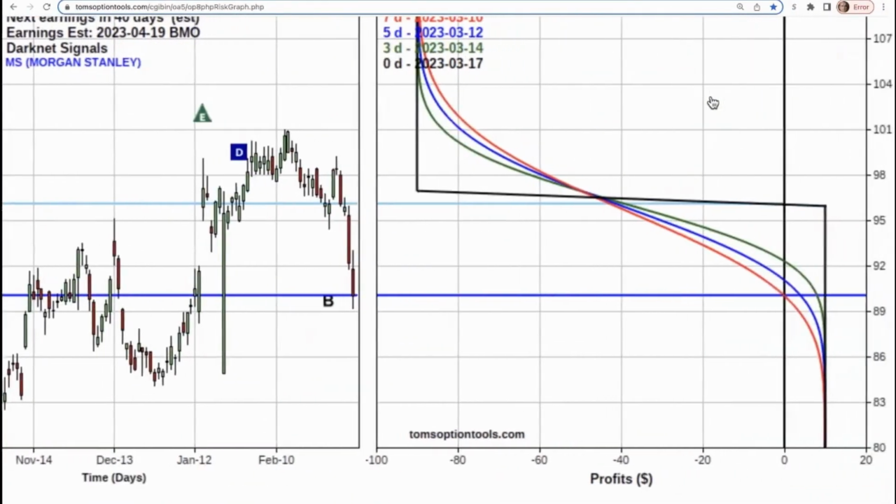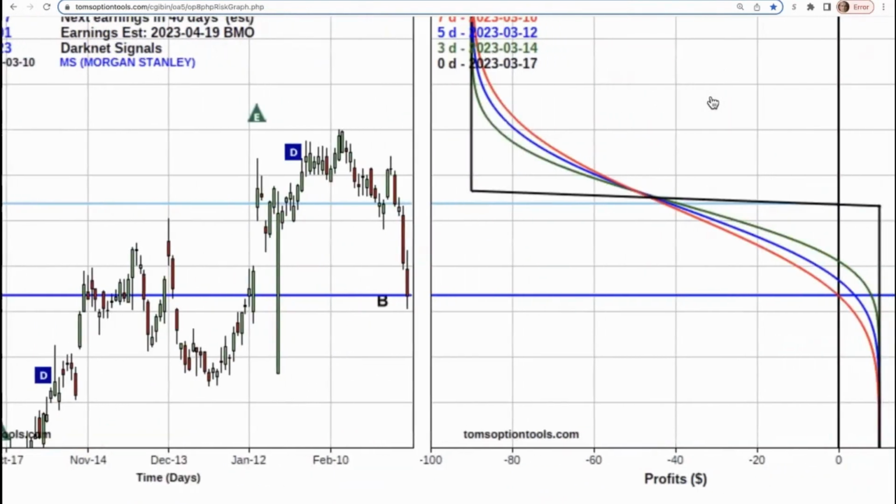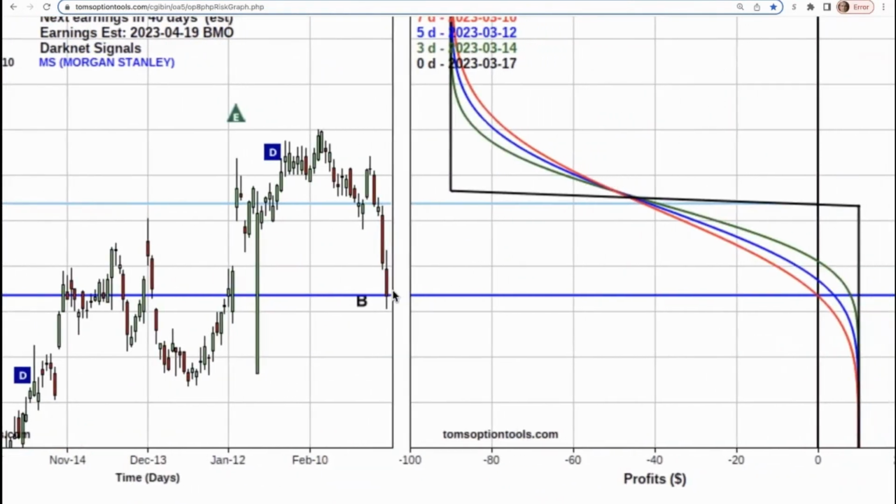The icing on the cake is, well, stock goes sideways, we make money. Stock tanks, we make money. Stock stays below the break even at expiration. By this Friday, we'll break even. We'll make money below that point at expiration. So the thing we have to watch out for though, is if the stock were to recover, then we'll start losing money pretty fast.